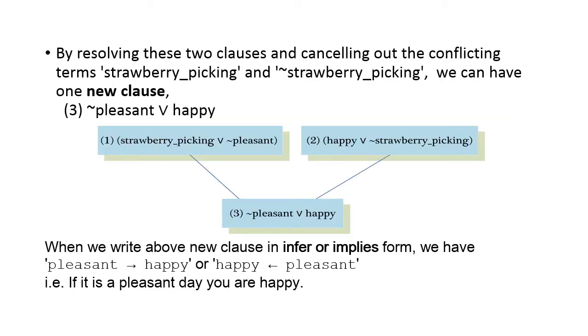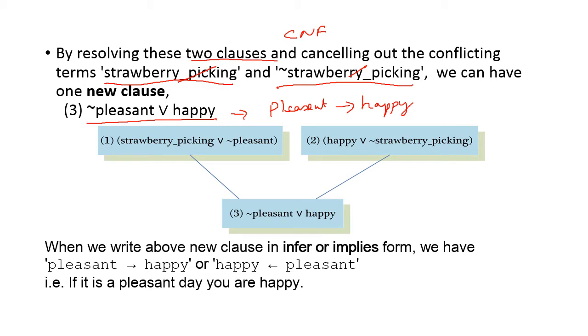Resolving these two clauses, that is CNF clauses, and cancelling out the conflicting terms. So we have two conflicting terms, strawberry picking and not strawberry picking, in our CNF statement. So these two conflicting terms will be removed. Then we get the new clause, not pleasant union happy. Not pleasant union happy. Otherwise we can write this as pleasant implies happy.